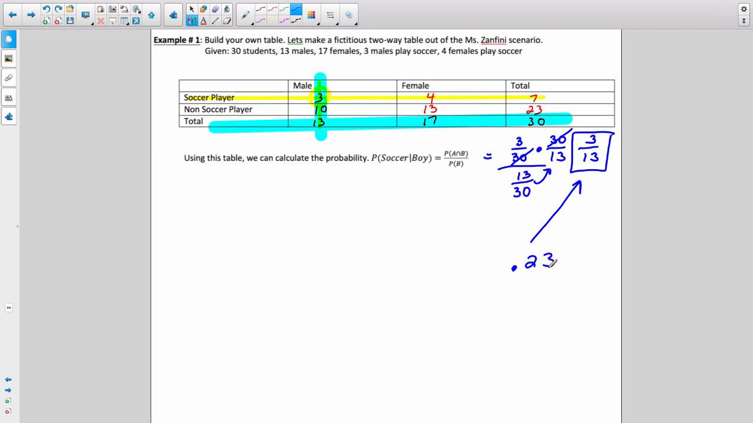It's a little more advanced than just a straight up probability of what's the chance of picking a boy out of the class. It's got two probabilities built in, and that's why it's called conditional: one probability conditioned upon another one already happening.